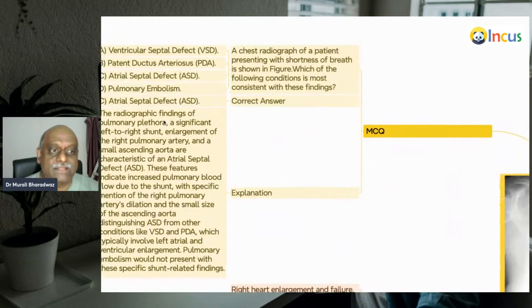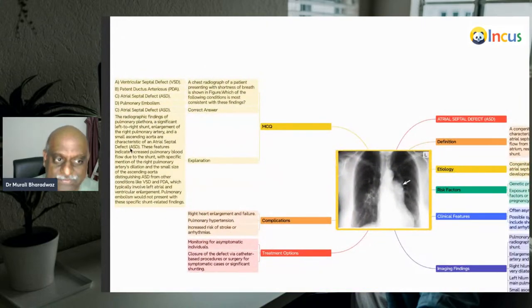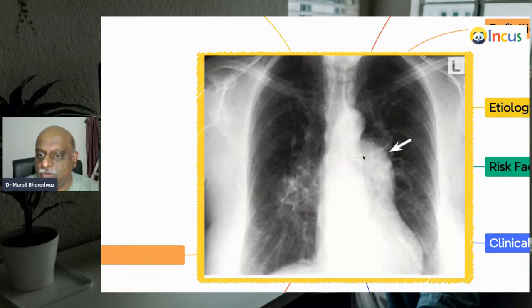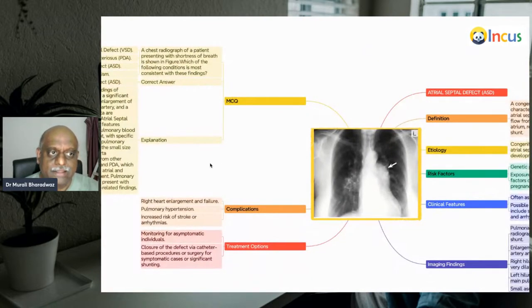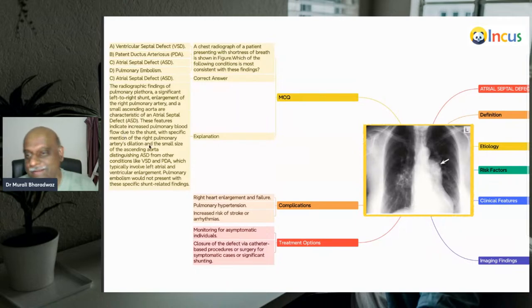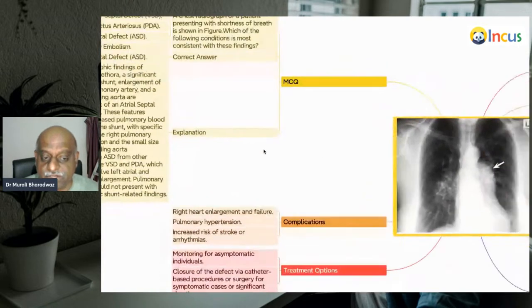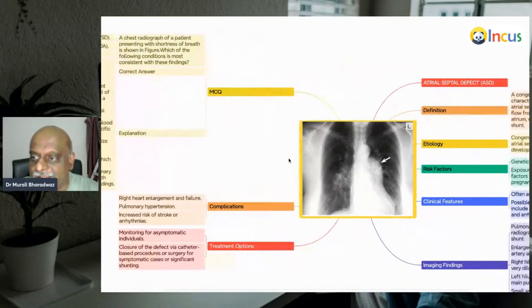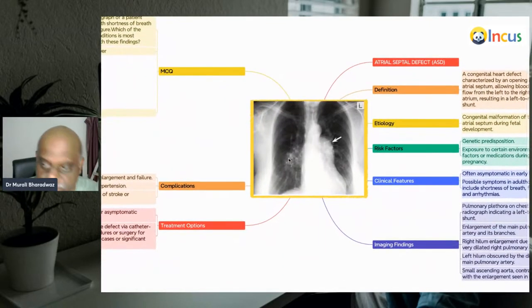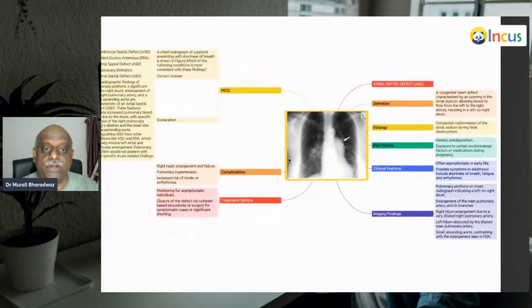Now, a chest radiograph of a patient with shortness of breath is being shown in the figure. What is the most consistent finding here? So basically here, what you are able to see is the pulmonary artery, which is very prominent. There is pulmonary plethora. So whenever there is any left to right shunt like ASD, VSD or PDA, then the likelihood of having a chest radiograph with pulmonary plethora is what you need to remember.